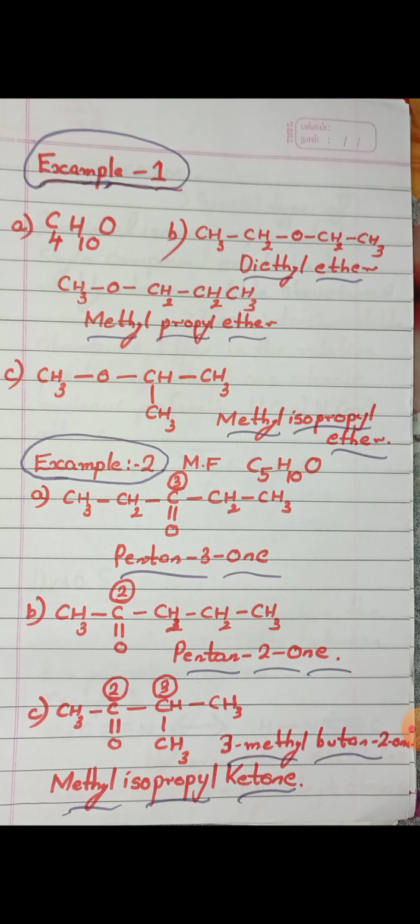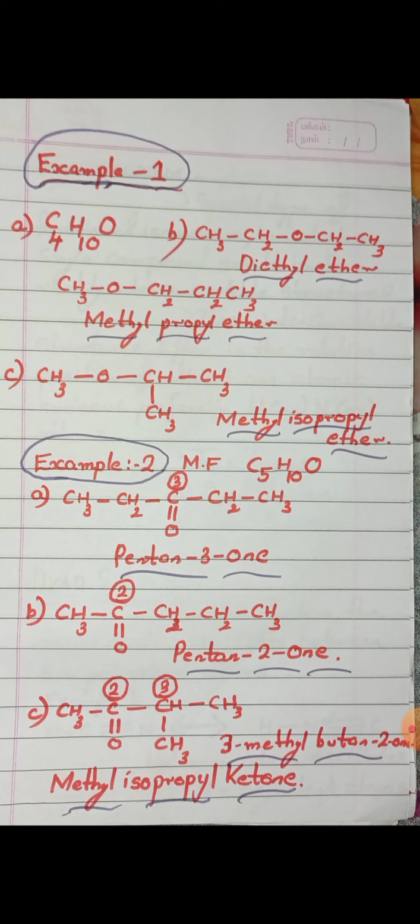The given molecular formula of the compound is C4H10O. The possible ethers are diethyl ether, that is CH3CH2OCH2CH3. On either side we have an ethyl group, hence the name diethyl ether. The other possibility is one side we may have a methyl group CH3, on another side of the ether oxygen we may have a propyl group, that is CH3OCH2CH2CH3, hence the name is methyl propyl ether.